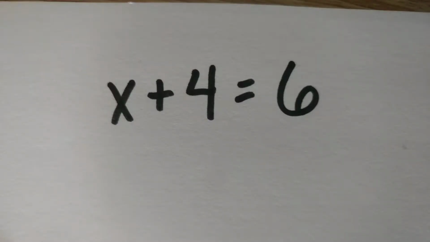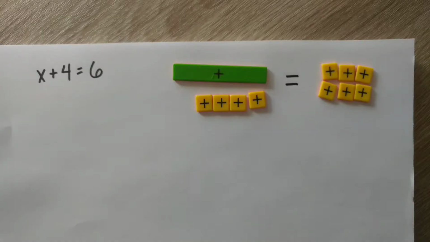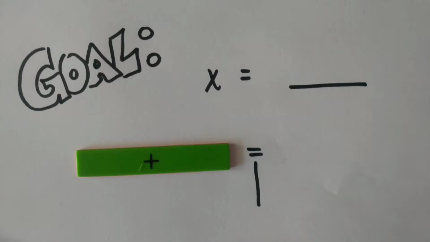The first example we're going to look at is the equation x plus 4 equals 6. We're going to set that up with one x bar and 4 ones, and then put an equal sign in the middle, and then 6 on the other side. Now let's think about what it is we're trying to do here. We're trying to solve for x, which means our final answer will have x equal to a number, and we want x by itself on that left side.